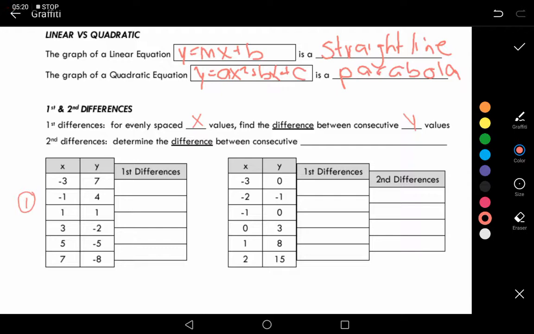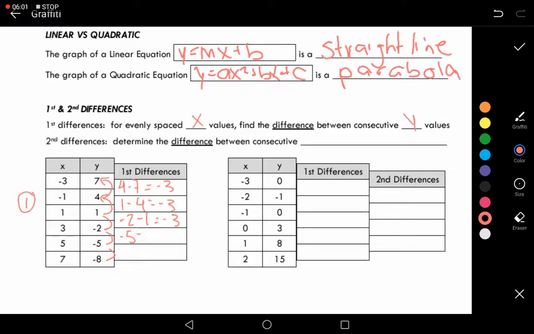Anytime we see the word difference, it means subtract. So what we're doing is we're going to take the second and subtract the first. We're going to take the third and subtract the second, etc. Okay, so we have 4 minus 7, which is -3. And we have 1 minus 4, which is also going to give us -3. We have -2 minus 1, which is -3.